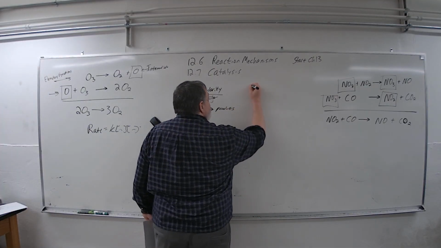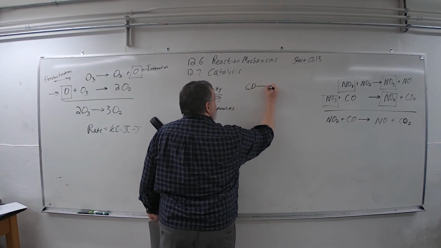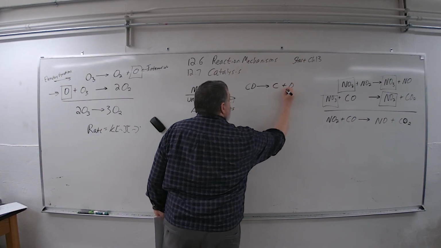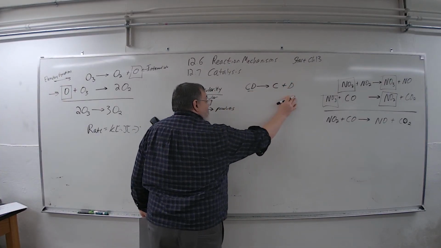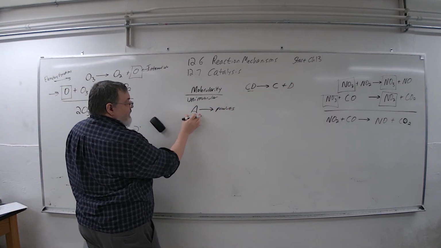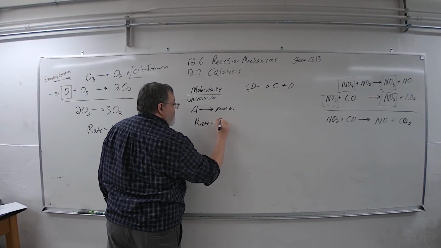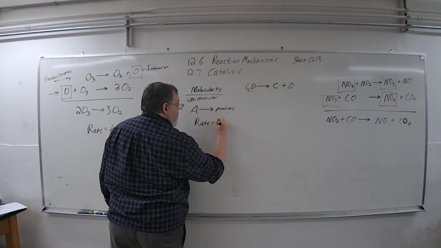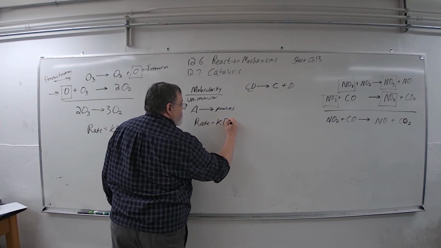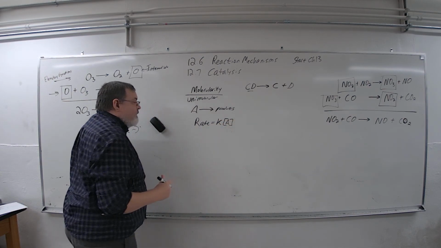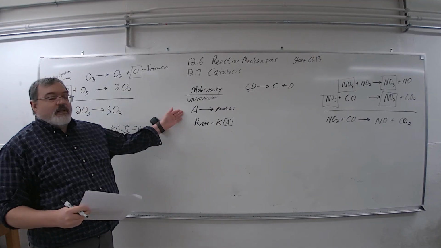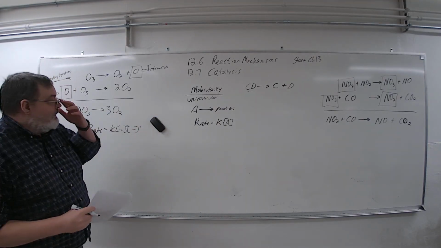I might have written it as, and then whatever this is decomposing. And you can look here and go, okay, the rate is K, first order in A. You can tell that just by looking at it, first order in A.